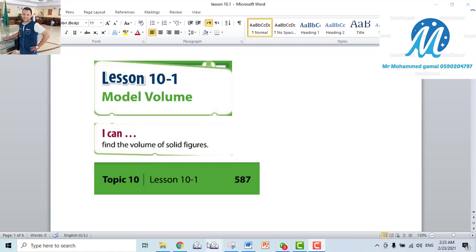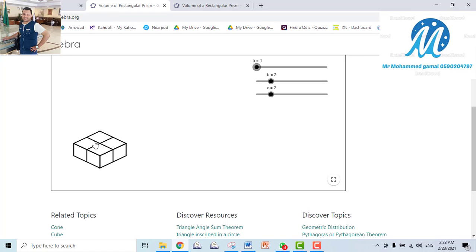So let's have a look at this figure. You can get the volume of the shape by just counting the number of cubes. This shape, it's very clear, has how many? 1, 2, 3, 4 cubes. So we can say that the volume of this shape is 4 cubic units.